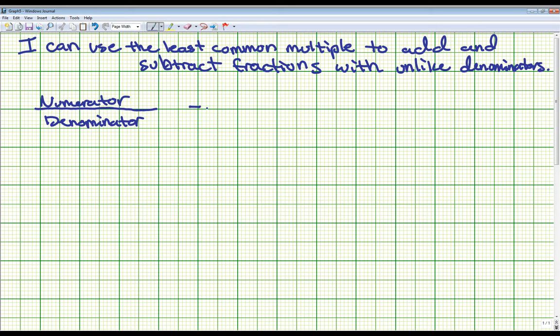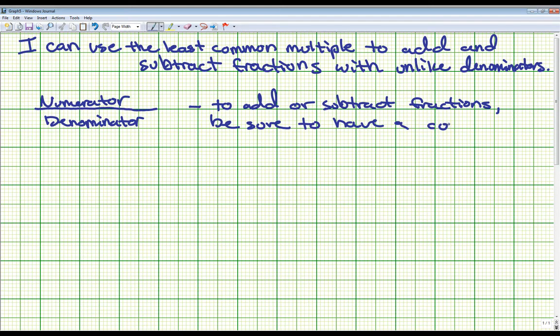So I'm going to put, to add or subtract fractions, be sure to have a common denominator. You cannot add or subtract fractions unless you have that common denominator.